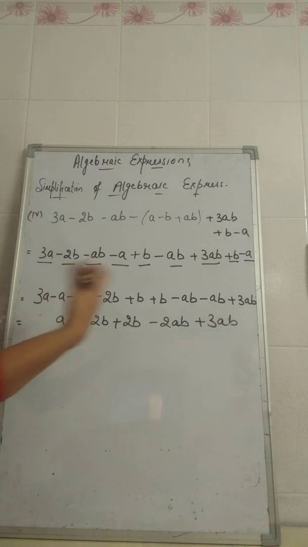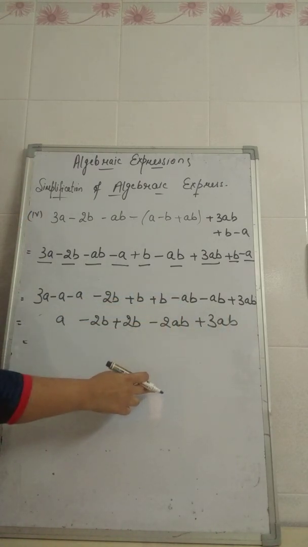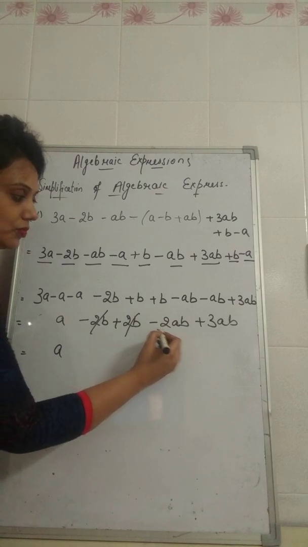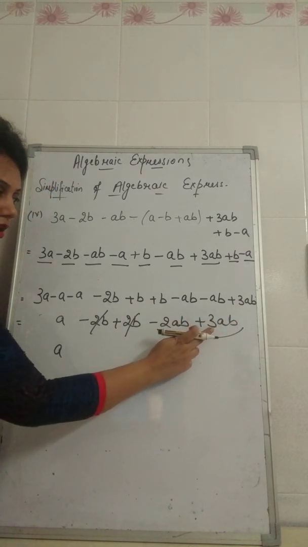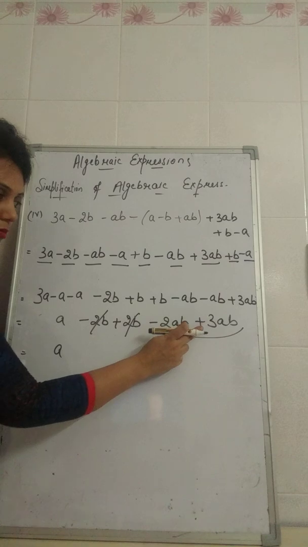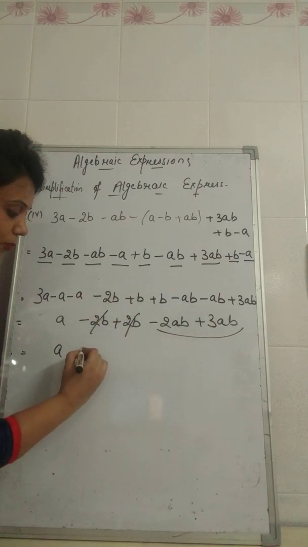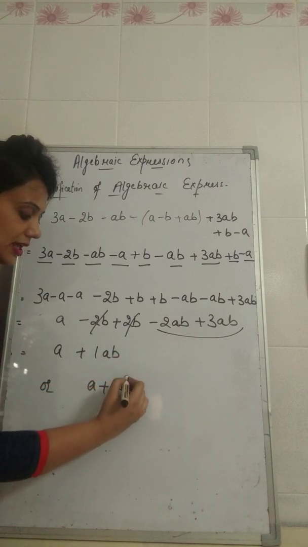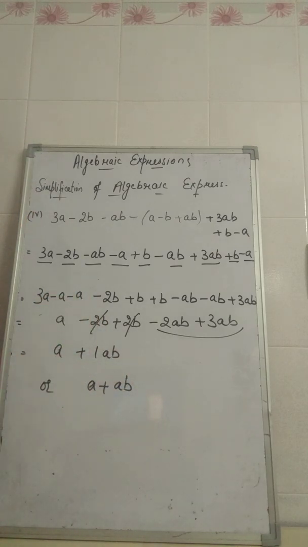I have written this. You can do it orally in your mind and directly write down the answer also. So it will be a; minus 2b and plus 2b will get cancelled, and these are again like terms. 3 minus 2 is 1, positive 1, as 3 is bigger and it has a plus sign. So plus 1ab, or we can write a plus ab. We can leave this 1. So this is the solution.